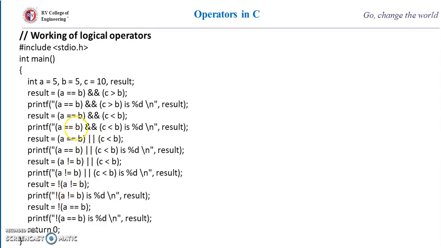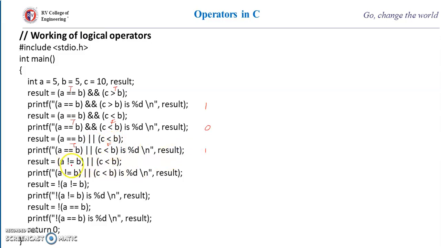Here A is equal to B, 5 is equal to 5, definitely true. And C greater than B, 10 greater than 5, this also is true. So definitely this will give me true, so the result will be 1. Next, A is equal to B will be true, and C less than B, 10 less than 5, will be false. One is true, one is false, so the result will be 0. Here the first is true and C less than B is false, and since one of them is true and it is logical OR, the result will be 1.